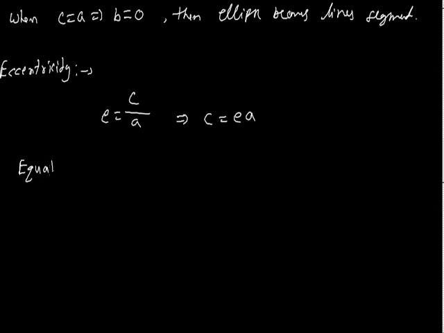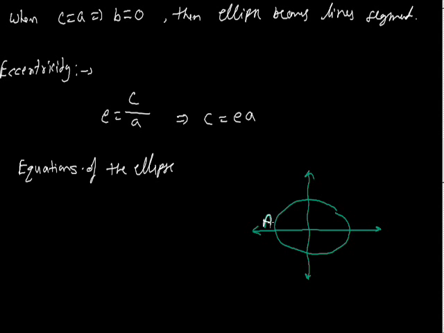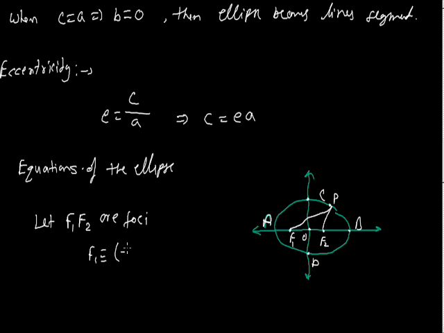So now equations of the ellipse. Here this is point A, point B, point C, point D. This is point O, F1, F2. Suppose this is point P. So here connect point P to F1 and F2. Now here let F1, F2 be foci. O is the center. So coordinates of F1 we can say minus c, 0, and coordinates of F2 are c, 0.